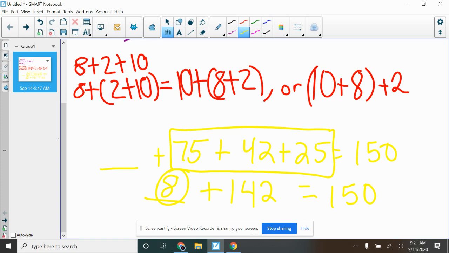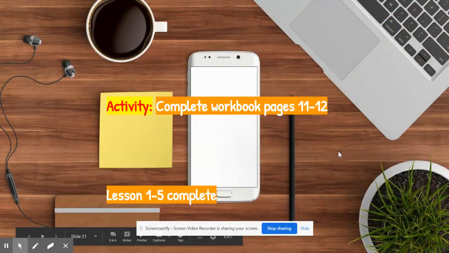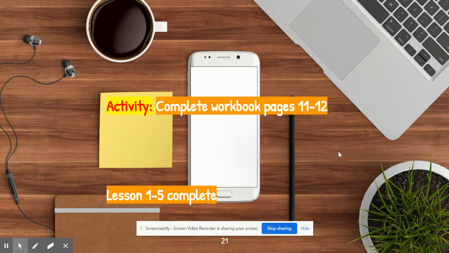Okay, so you have about 9 minutes left. Here's what you're going to work on. Your activity is to complete workbook pages 11 and 12. So everybody get your workbook page out. You have 9 minutes of this class left. This is a homework assignment, but if you work hard right now or in WIN class later today, you will be able to knock this out. So turn to pages 11 and 12. This is lesson 5. We just completed lesson 5.